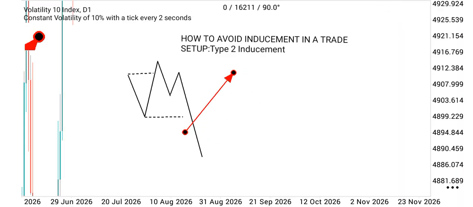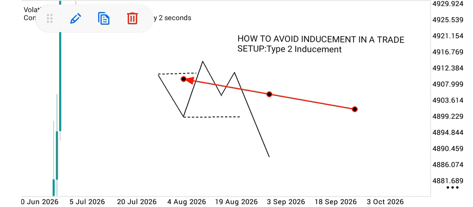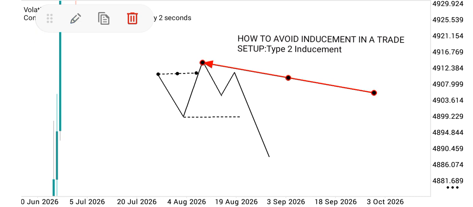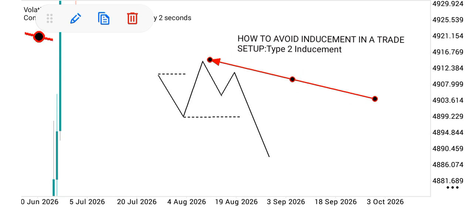making this point a very protected zone due to this sweep. This sweep makes this point protected. So this sweep of liquidity that we have here makes this point very protected.